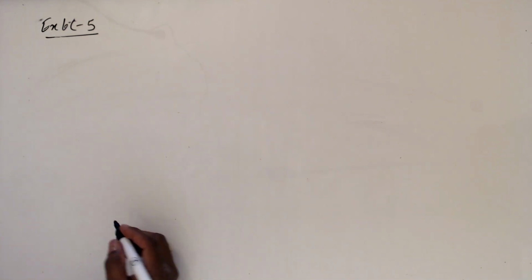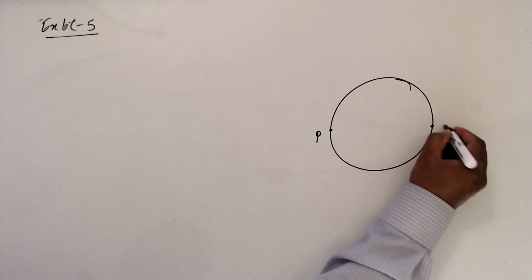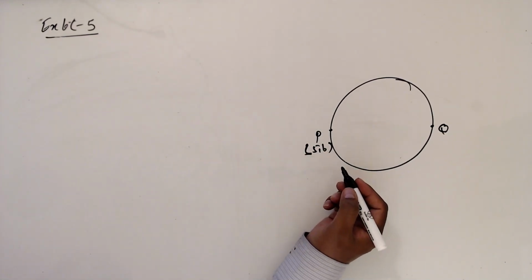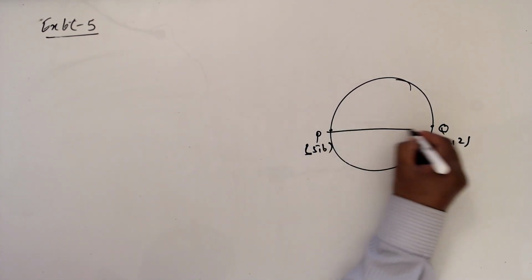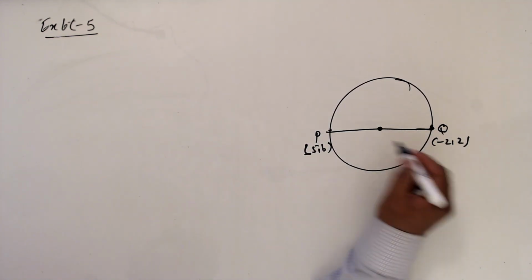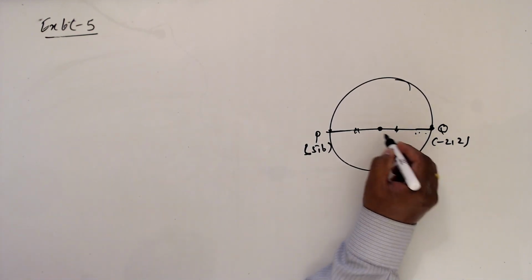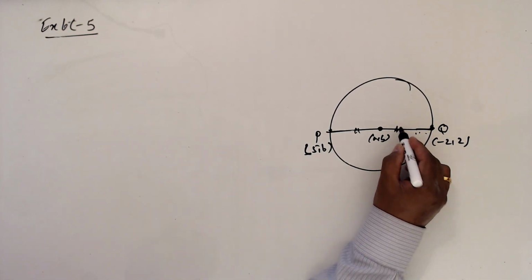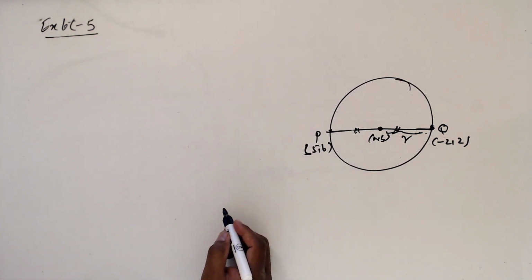Exercise equation number 5. This point is P and this point is Q. This is 5, 6 and this is minus 2, 2. And PQ is a diameter, and hence we know that the midpoint (a, b) we can find, and half of the diameter is r, we know that.